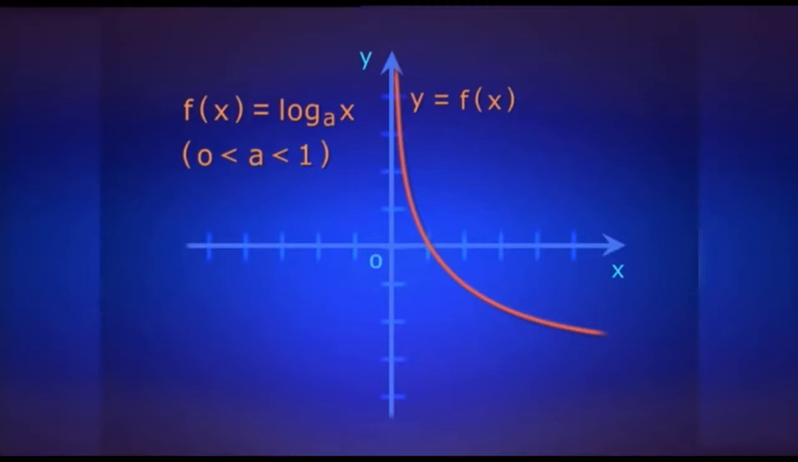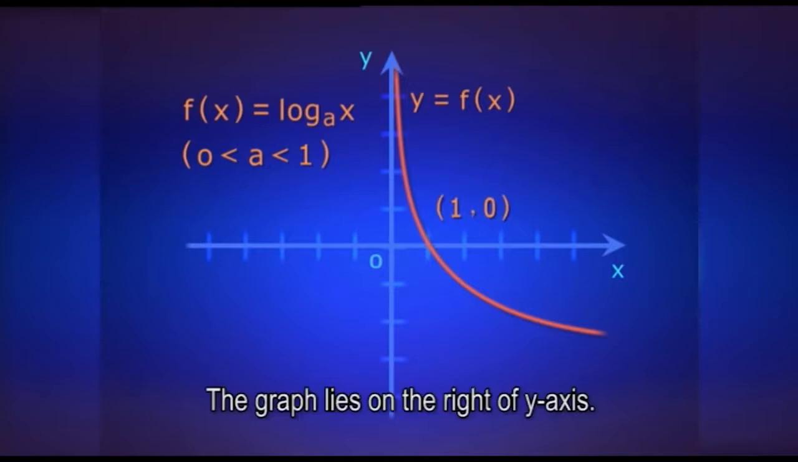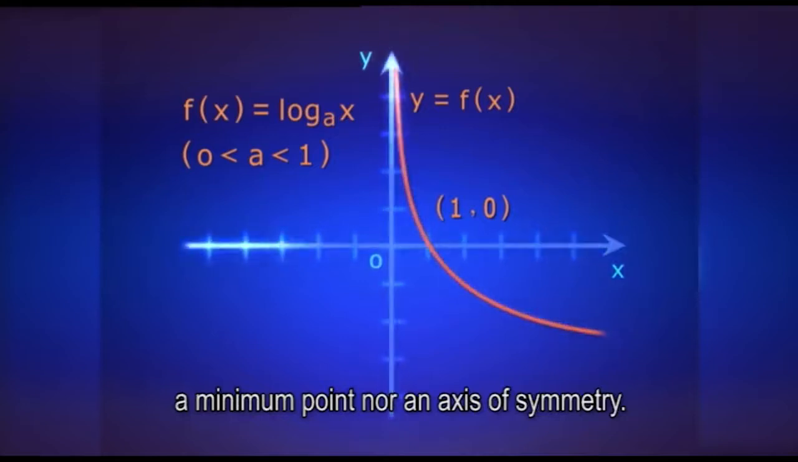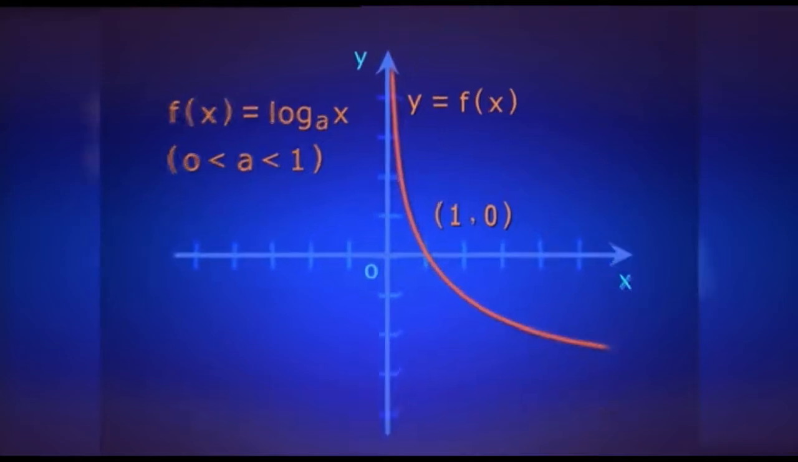The graph cuts the y-axis at the point (1, 0). The graph lies on the right of the y-axis. The graph neither has a maximum point, a minimum point, nor an axis of symmetry.